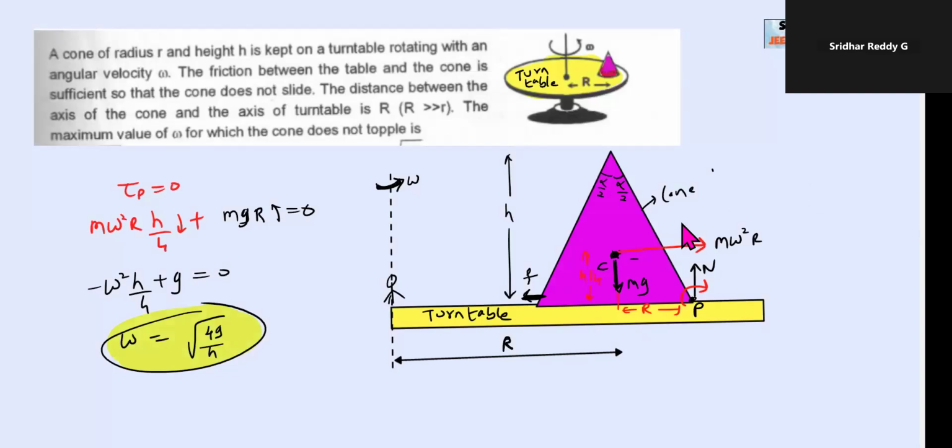A simple idea: what is this m omega square r? It is the centrifugal force. What we are discussing is toppling due to centrifugal force. That's the basic idea of the problem.